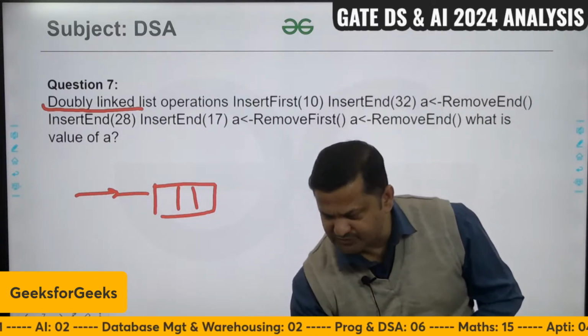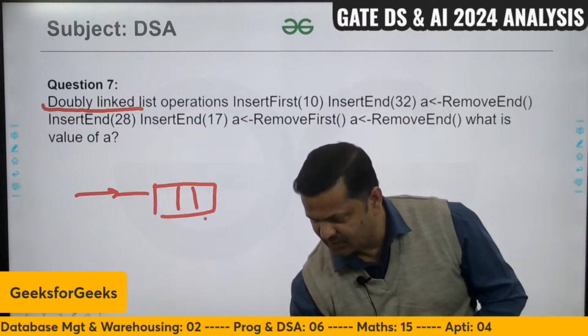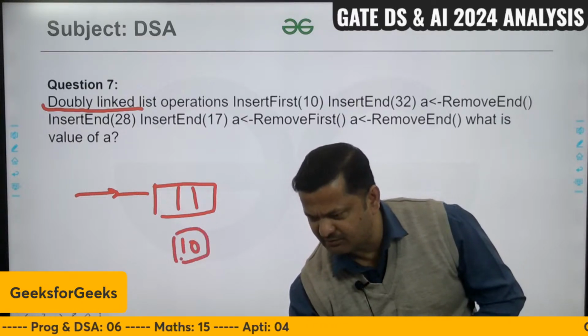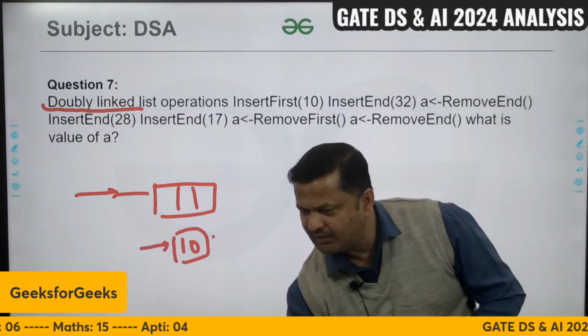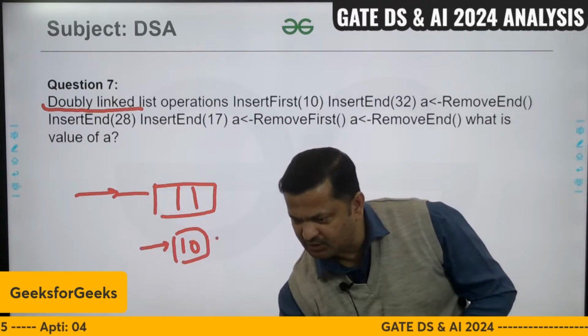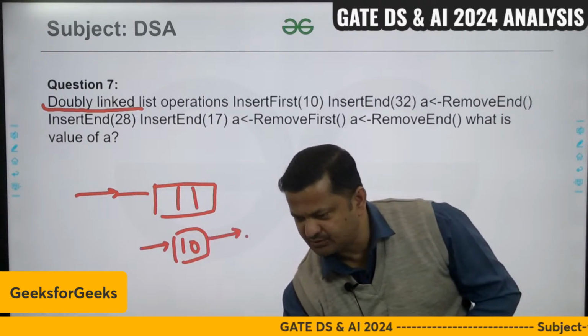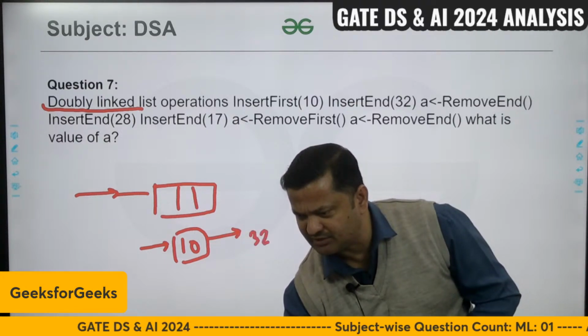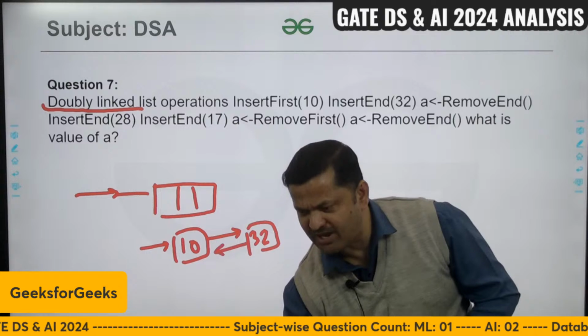So first we have to insert 10 into that. I'm just going to have a new node. So 10 is inserted here in this doubly linked list, and then insert 32 in the last. Since 10 is the only node at this particular time, 32 is inserted in the last, and this is pointing back to the 10.